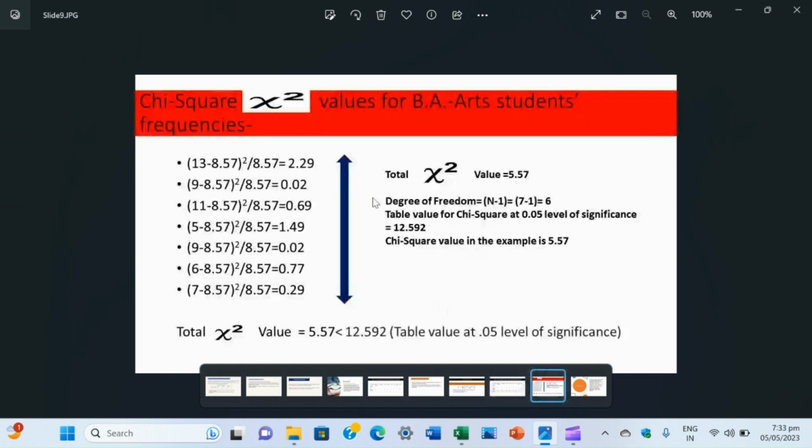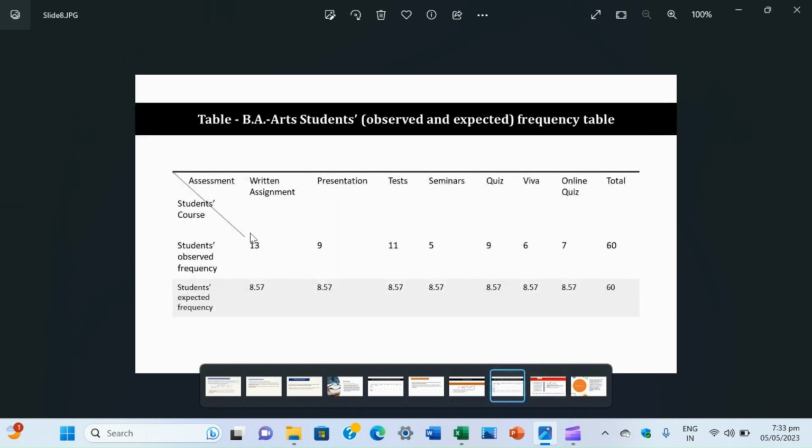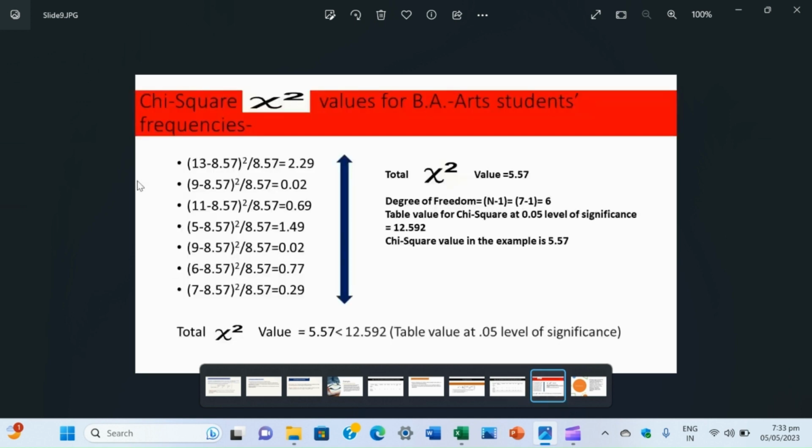Manually, if you calculate this, we first calculate the difference of the observed frequency and expected frequency. In this table, the observed frequency is 13 and the expected frequency is 8.57. We find the difference, 13 minus 8.57, that is fo minus fe, then we square it and divide by the expected frequency, 8.57, and we get 2.29.